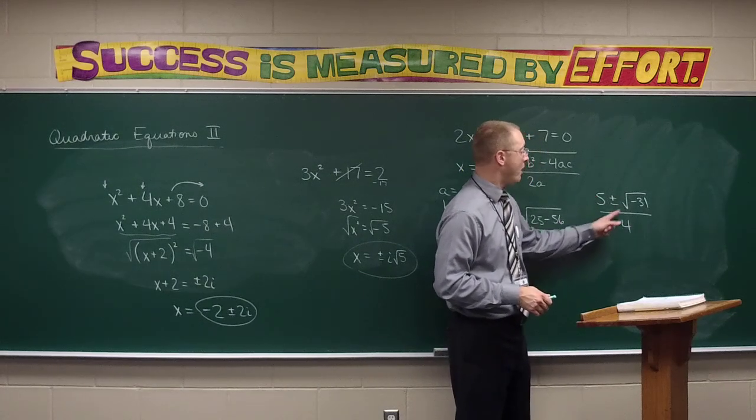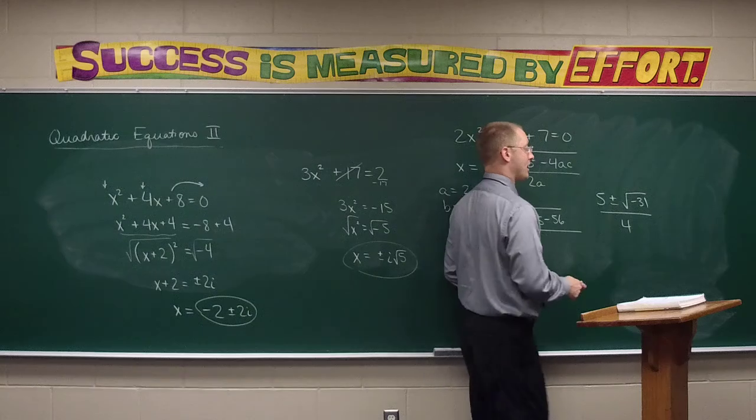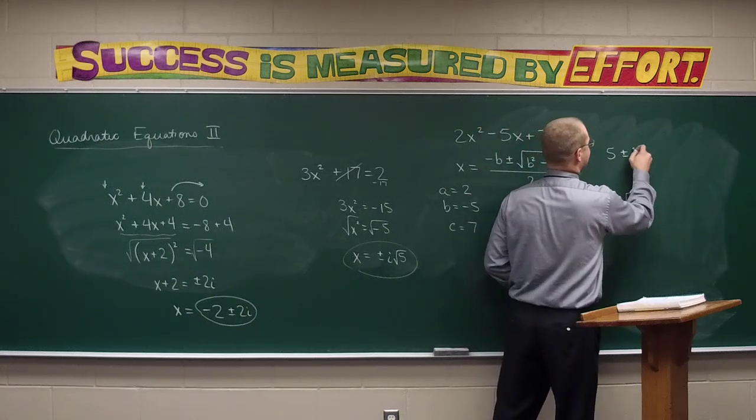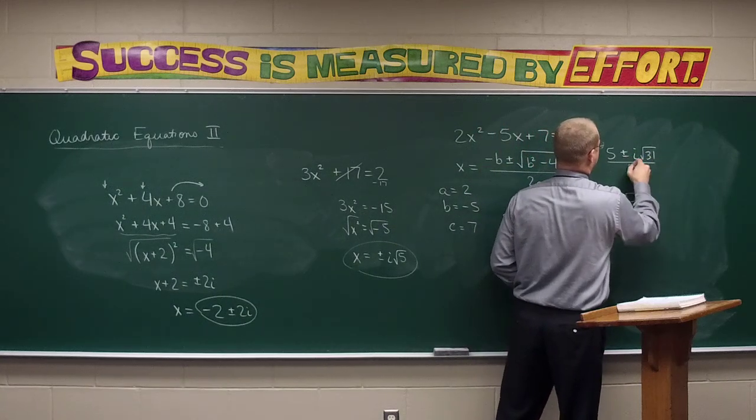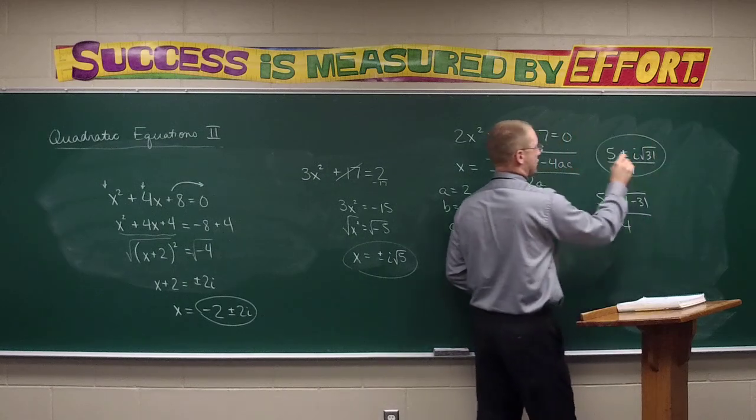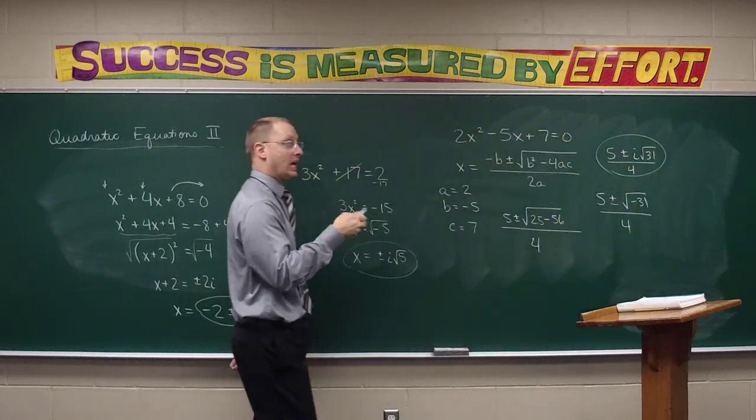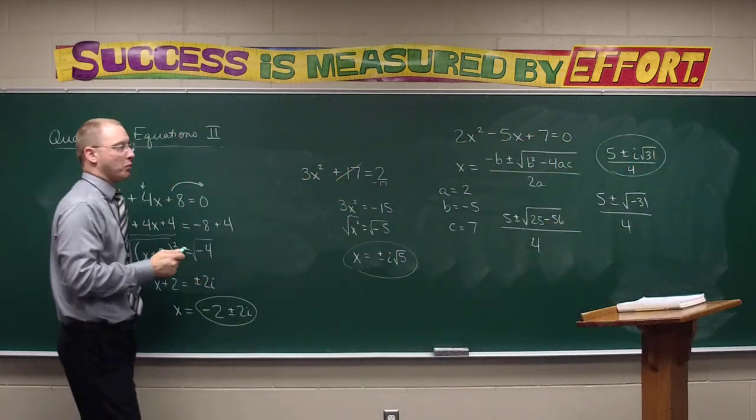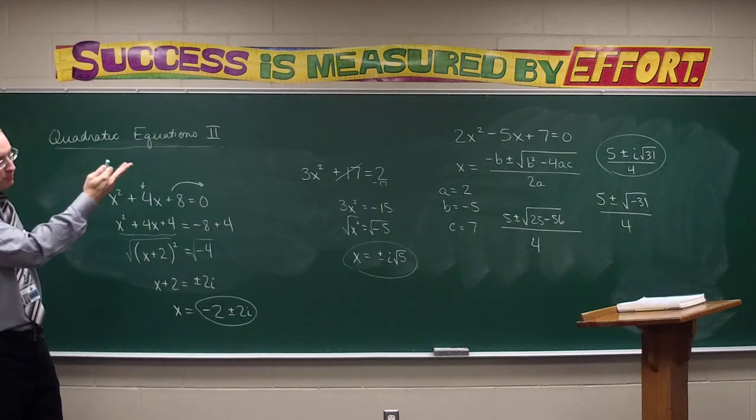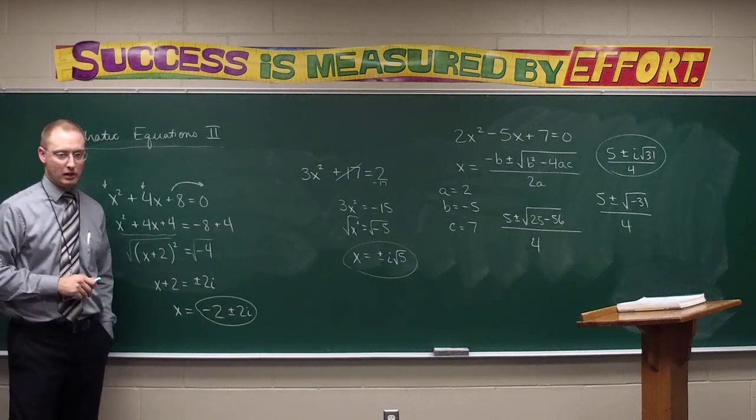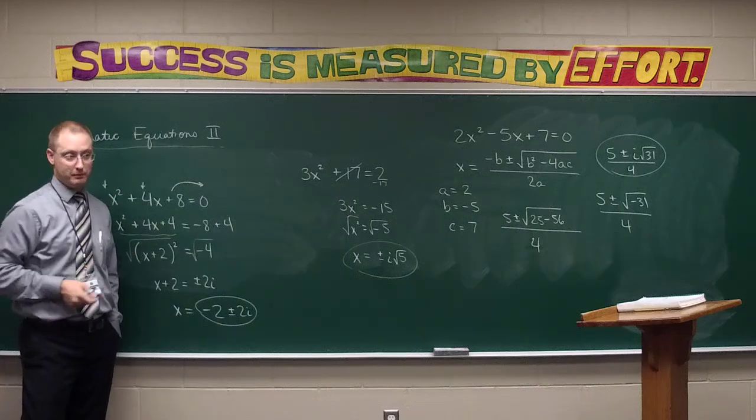That's real. But when I pull out my i to get 5 plus or minus i times the square root of 31 all over 4, that part's imaginary. So I get two technically complex roots, part real, part imaginary. You weren't ready for that term yet though, but complex roots here. Questions on this one?